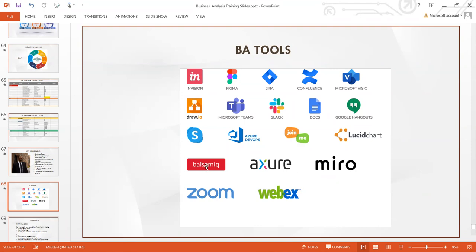This Balsamiq is used for wireframing or mockups. So these are the tools we need to concentrate on using. We already know how to use them, but we need to look into it deeper, especially, I can see that you people love using Lucid Charts. It's very good. There's a lot of functionality, a lot of things it can do for you as a business analyst.